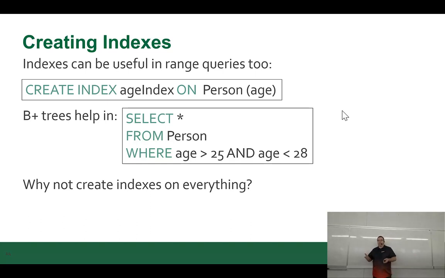Indexes on number ranges, like create index age index on a person's age, would help with the range because it knows where those records would be in that range. It'll speed up the collation of the records. And there's the question that I couldn't remember if it was in the slides, was why not create indexes on everything? I think I explained that pretty well.